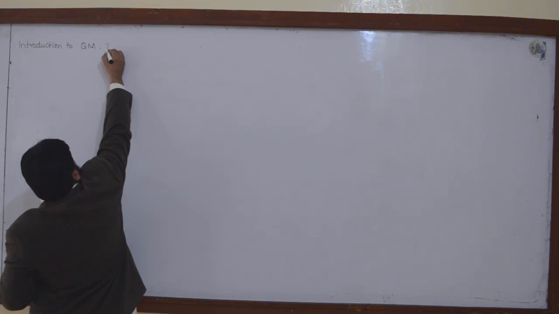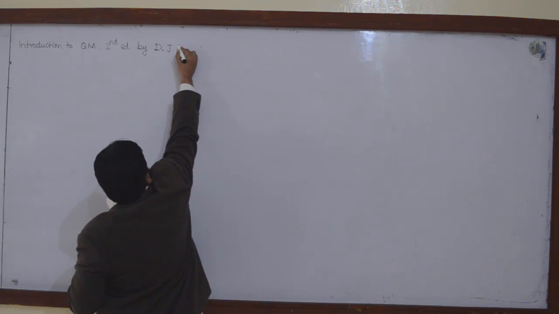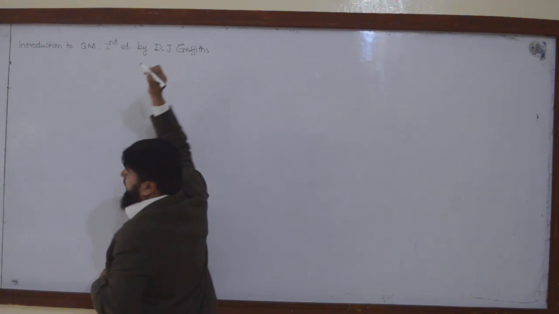So we will be starting with the introduction to quantum mechanics, and the book that we follow will be the same Introduction to Quantum Mechanics, the second edition by David John Griffiths. So this is the second edition of this book, and we will follow this one.